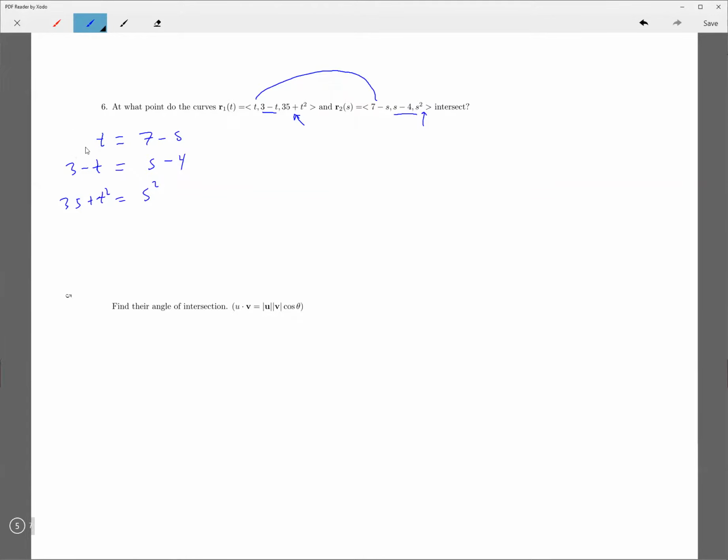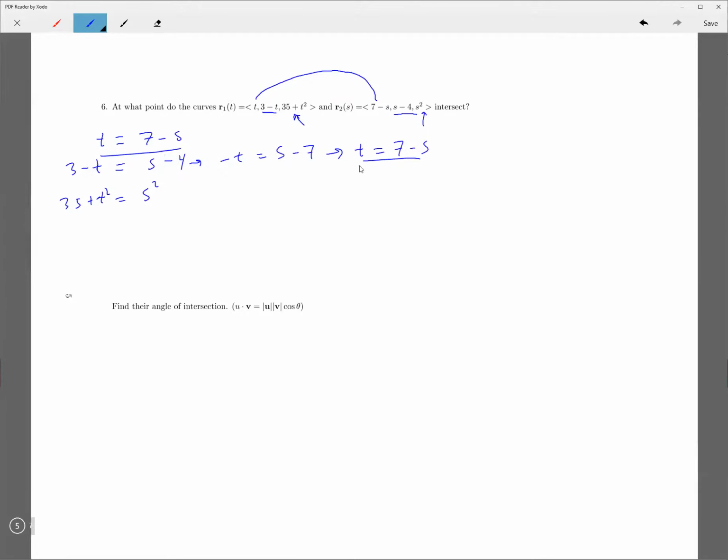Okay, so if we just look at the first two, maybe the first two can give it to us. Maybe not. Wait, can it? Or let's see. Okay, so if we subtract 3 from both sides here, we're going to get negative t equals s minus 7. And then divide by negative 1, you get t equals 7 minus s. Oh, boo. Okay, the first two are exactly the same, so that was no good.